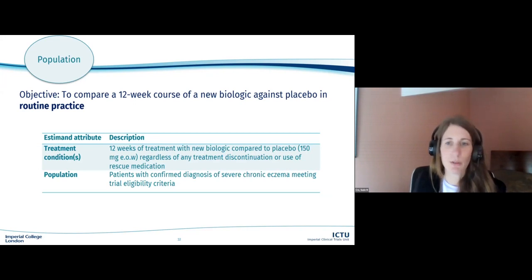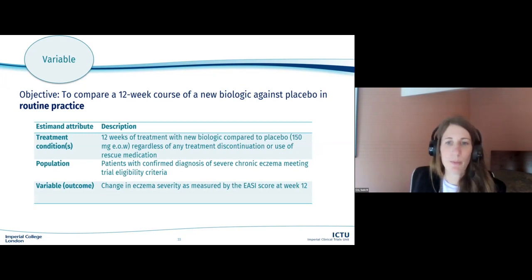Well, for our eczema trial, as the objective is to assess whether the new biologic improves disease severity in routine practice, this aligns with us wanting to know the treatment effect for all those who would be eligible to receive the treatment in routine practice. So the corresponding targeted population would be all patients with a confirmed diagnosis of severe chronic eczema who meet the trial eligibility criteria. So we don't want to restrict this in any way by an intercurrent event status or a baseline characteristic.